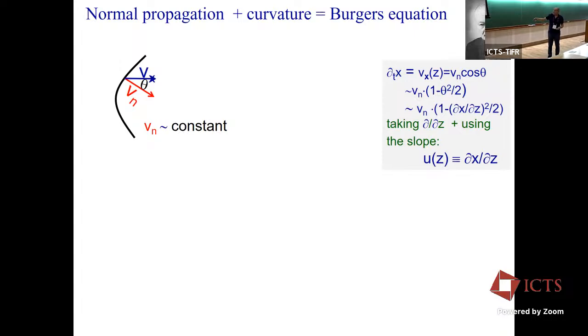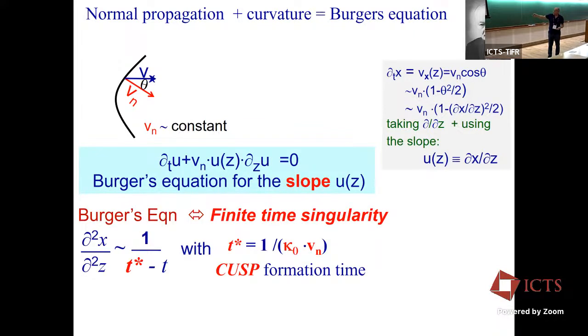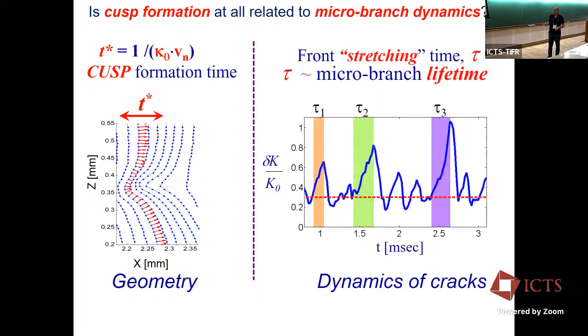If you have an initial curvature of kappa naught here, this predicts that you'll get a singularity or a cusp within a finite time, and that's what this T star is. So we can measure the curvature of the cusp, and we can measure how long from the time curvature is formed until the crack develops a cusp and the microbranch disappears. And so we have here two time scales.